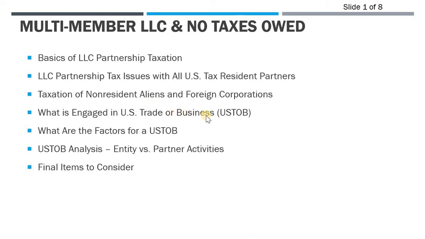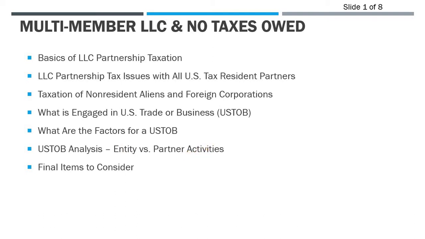And then some of the meat of this is, what does it mean to be engaged in U.S. trade or business and have effectively connected income? So we'll look at some of the factors for USTOB, and then also drill down into where we conduct the analysis. So the U.S. trade or business analysis is conducted at both the entity level and we look at the activities of the partners as well. And then we'll close with some final items to consider.